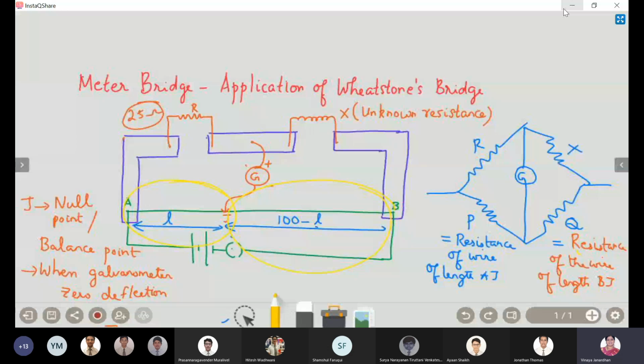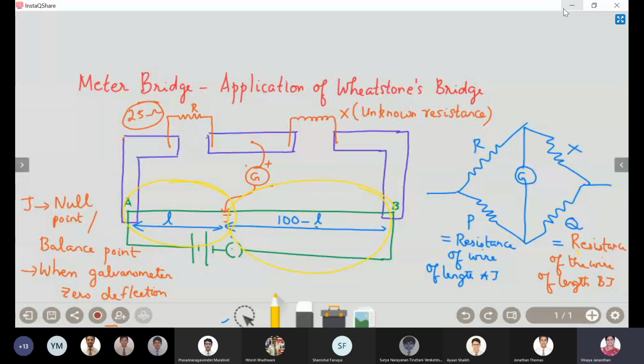Then R is what you have selected. P you can measure by finding the length from point A of the wire to the point where the jockey is fixed on the wire. You are keeping the jockey, sliding the jockey on the wire.